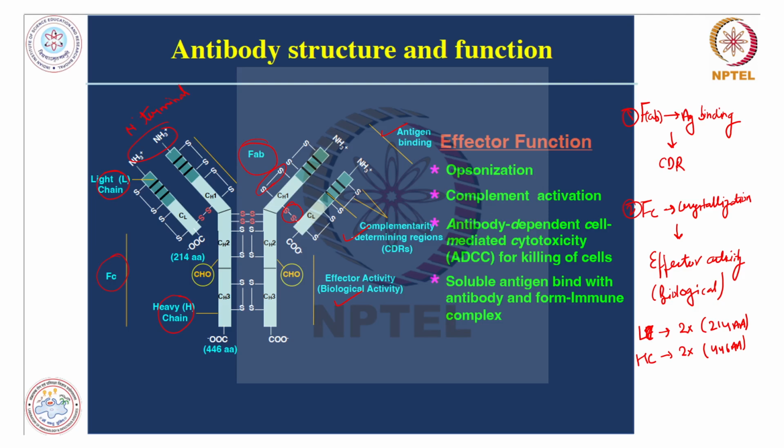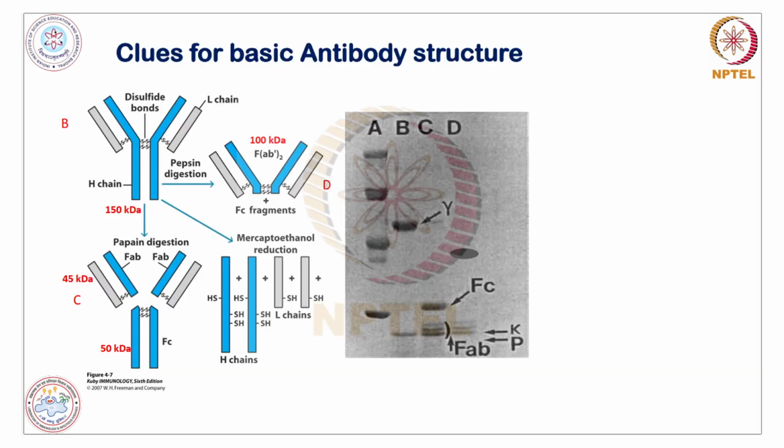It has this N terminal, which is the amino terminal responsible for antigen binding. Then it has the C terminal, which is responsible for binding to the immune cells. So this is the structure of an antibody.